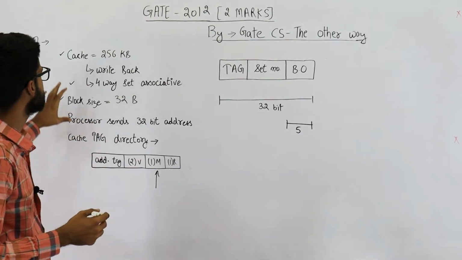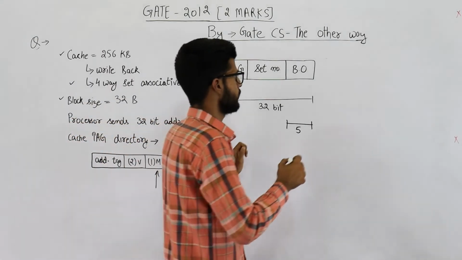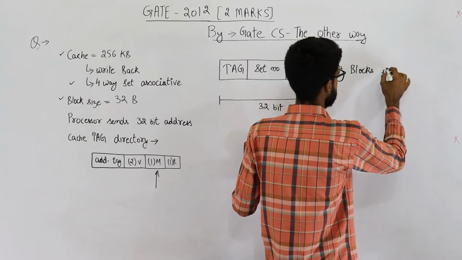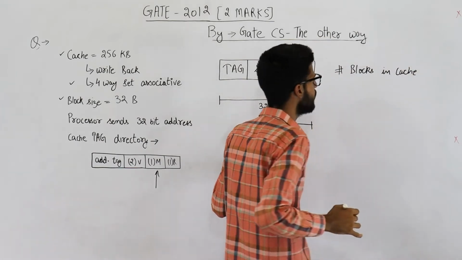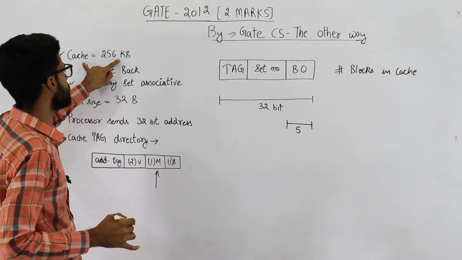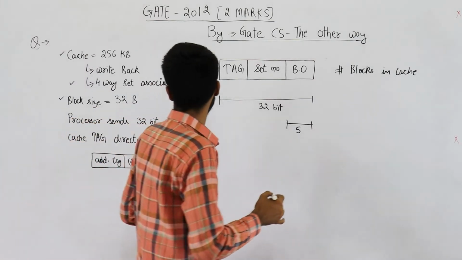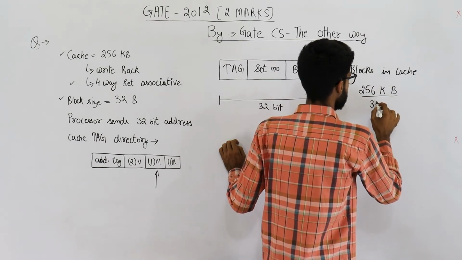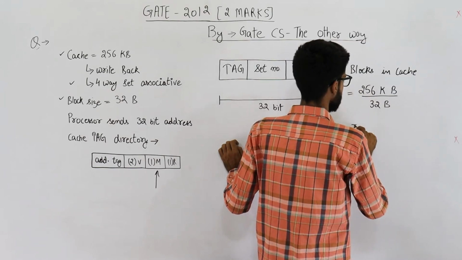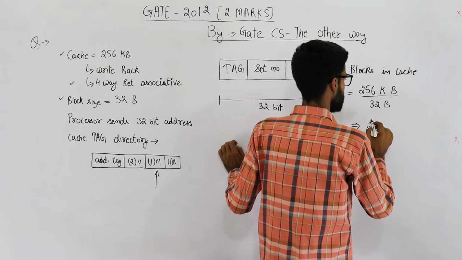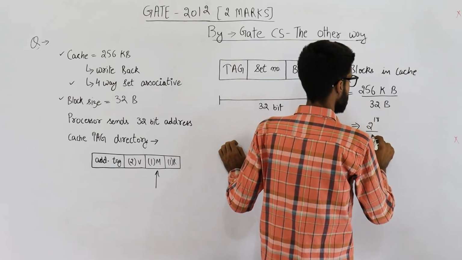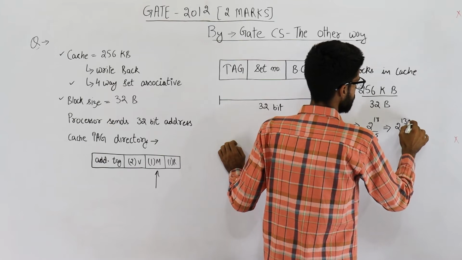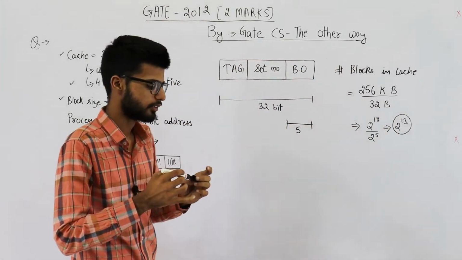First of all, let's find how many blocks will be there in the cache. Number of blocks in cache will be the total size of cache divided by the size of one block. Size of cache is 256 KB. One block is 32 B. So this comes out to be 2 raised to the power 18 divided by 2 raised to the power 5. Hence, we have 2 raised to the power 13 blocks in cache.